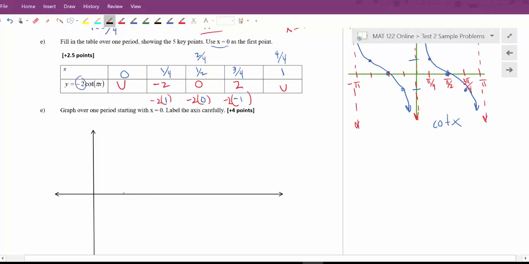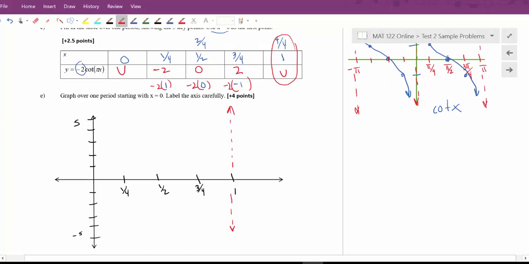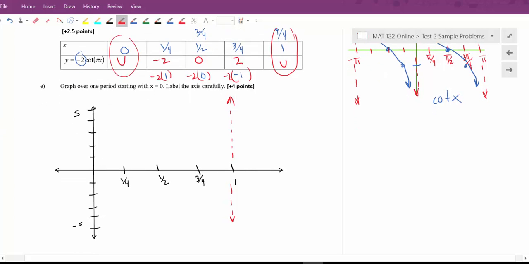Okay, now we're ready to sketch our graph. On the x-axis, we're going to go 1/4, 1/2, 3/4, and 1. For the y-axis, let's go up to 5 or something like that, and that's probably good enough. -5 to 5. And let's plot our points. The first thing we have is an asymptote. We said we had an asymptote at 1, so we're going to sketch that in with a dashed line. We also said we had a vertical asymptote at 0, or the y-axis, like that. Then just plot your points.